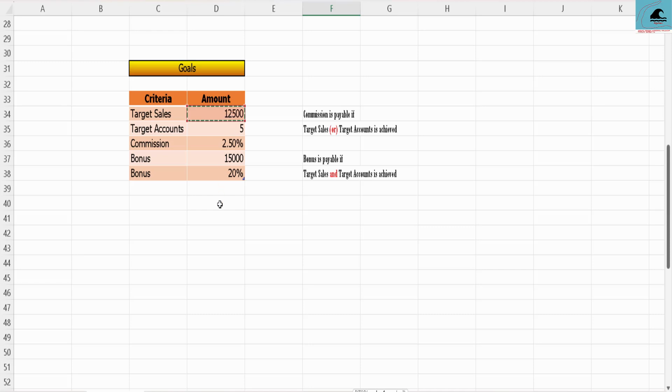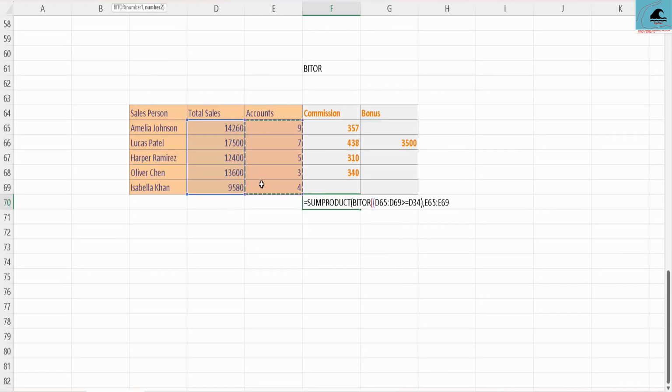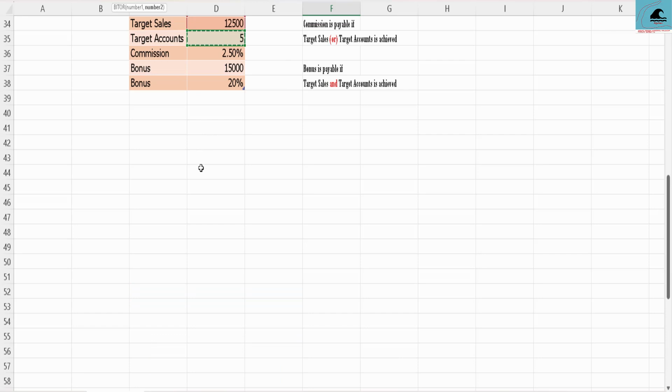This is the first one, right? Then close this, and the next one would be accounts, whether it satisfies the target accounts, greater than or equal to 5. So within BITOR we have inserted these two conditions. We can close this BITOR and come to SUMPRODUCT.